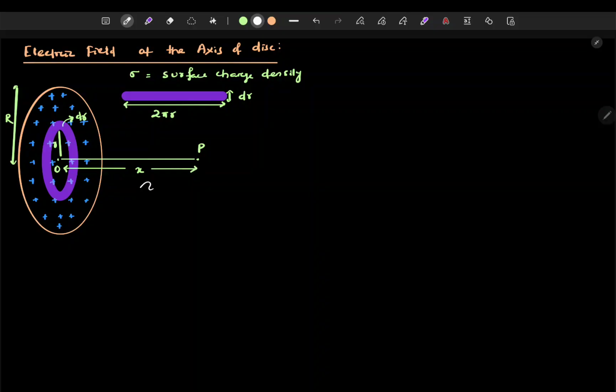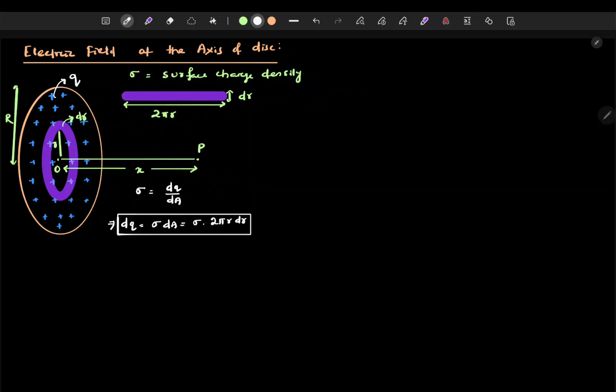Sigma equals dq by dA. The total charge of the disk is capital, sorry, small q. Within this small strip, the ring, what is the charge available in that portion? That is your dq, that area is dA. So what is the value of dq? dq is equal to sigma into dA, so sigma into this area, 2 pi r into dr. This is the value of dq.